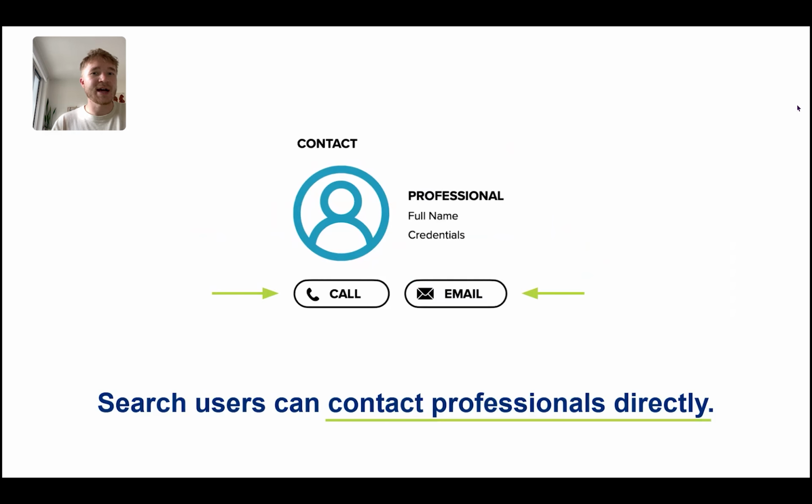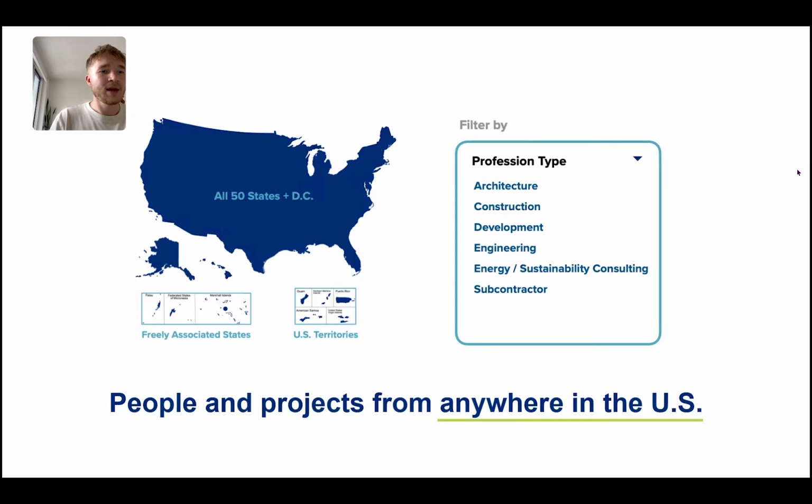Search users can contact professionals directly. This is an example of a professional profile with phone and email contact pretty prominently displayed. So the goal is for search users to be able to contact those professionals directly with questions or in need of support with net zero projects. People and projects from all across the United States and their territories are featured, and profession types range from architecture, construction, engineering, subcontracting, and so on and so forth.